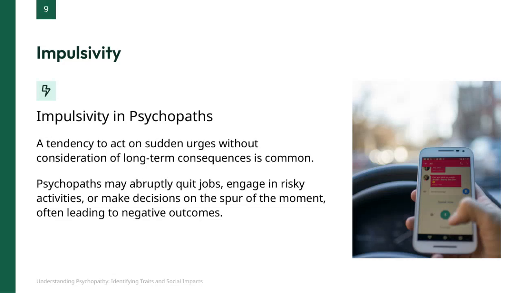When we talk about impulsivity in psychopaths, we're referring to their tendency to act on sudden urges without thinking about the long term consequences. This means they might abruptly quit a job or jump into risky activities without weighing the potential fallout. These spur of the moment decisions often lead to negative outcomes, demonstrating how impulsivity can significantly impact their lives and those around them. Understanding this trait is crucial because it helps explain some of the unpredictable and sometimes destructive behaviors associated with psychopathy.